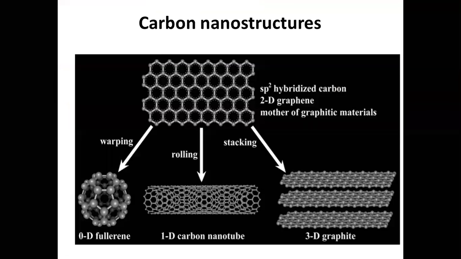The carbon nanostructures are based on stacking, based on rolling, based on warping. We are even classifying them as zero-dimensional, one-dimensional, and two-dimensional.